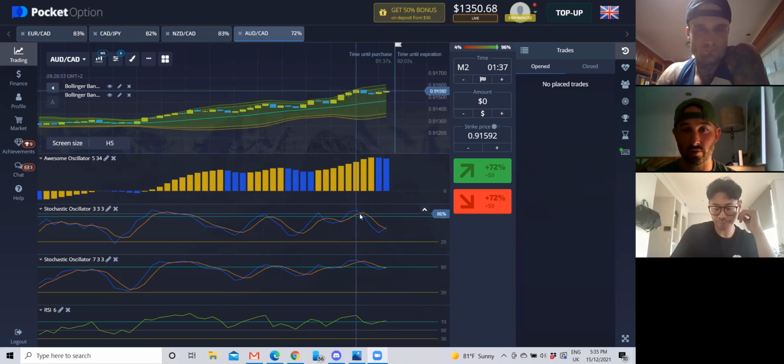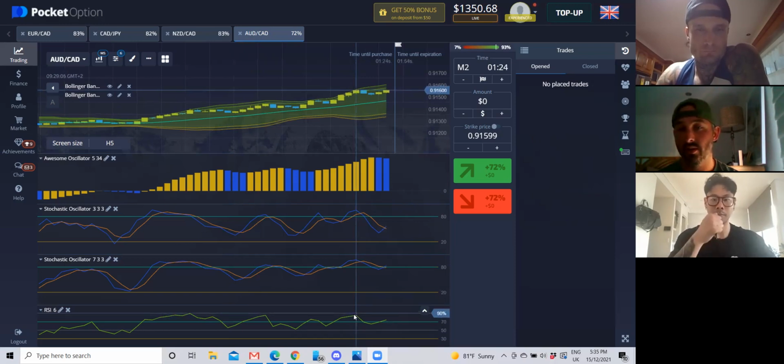So with the 333, it was crossing when I wanted it to cross with my personality and when I wanted to trade, and then I was getting confirmation on the 733. And then I've also got the RSI here, and the RSI was just the direction of which way it was going to go. And it was a nice big point down here. So between these three here, we hit this trade here.